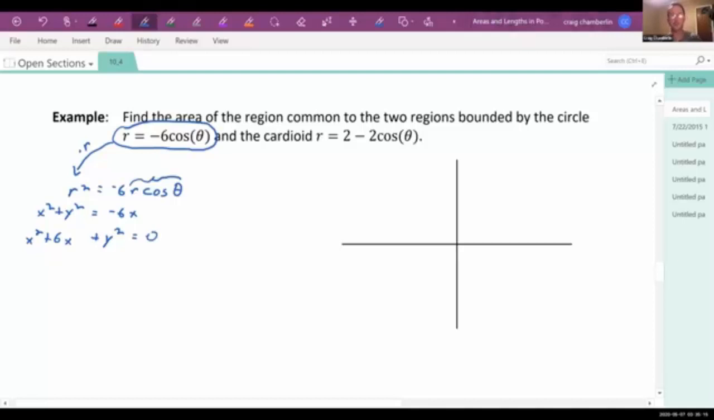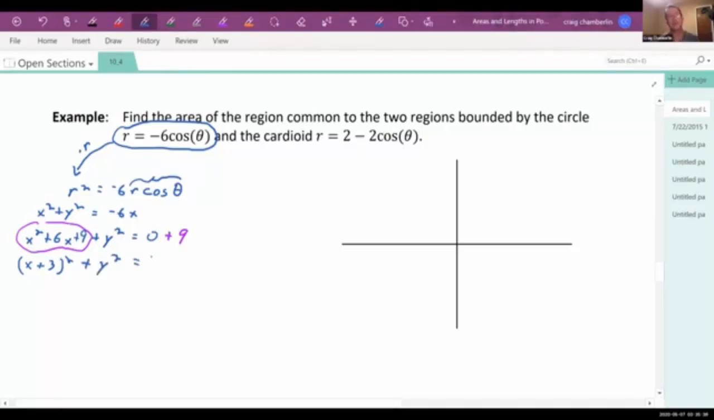And then remember, to complete the square, you take half the coefficient of the x, write that down, and then you square it and add it. And then you've got to remember to add it to the other side as well. So that this guy becomes x plus 3 quantity squared. So we get x plus 3 quantity squared plus y squared equals 9.